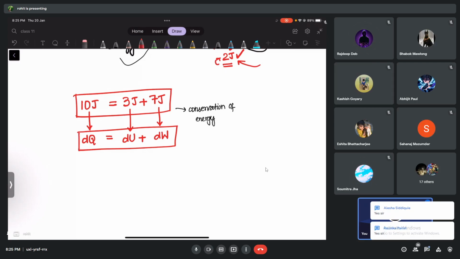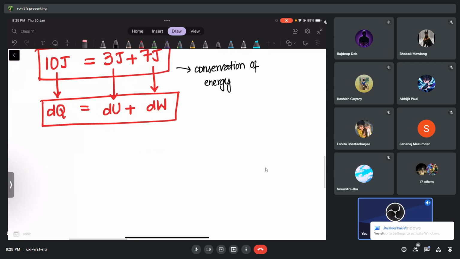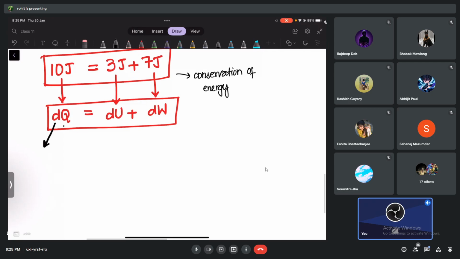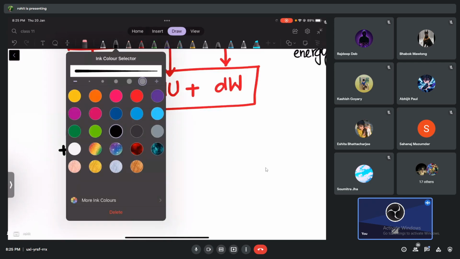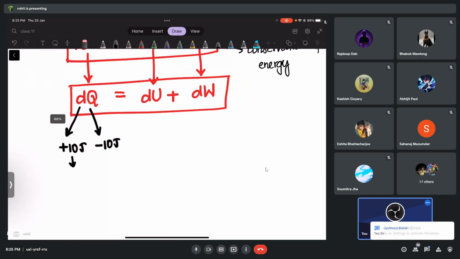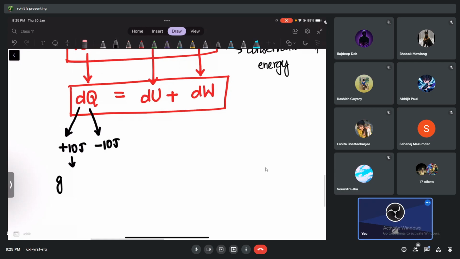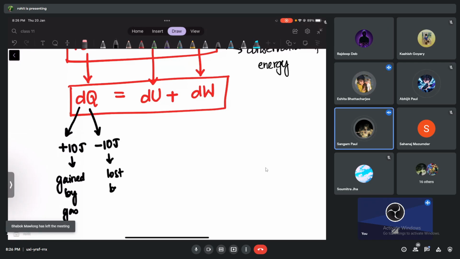Okay, now see, what else can I do with this? Now be careful. If I have an option of writing plus 10 joules and minus 10 joules, let me tell you the meaning. What is the meaning of writing plus 10 joules, guys? Is the heat gained by the gas or lost by the gas? Gained by the gas. But also, what can happen? Heat can also be lost by the gas. So you can apply this equation in both cases, no problem.